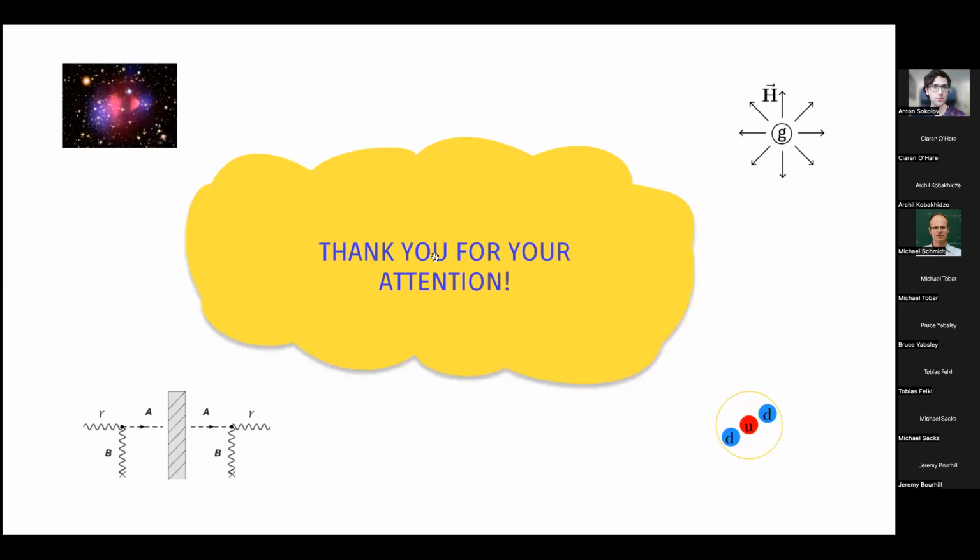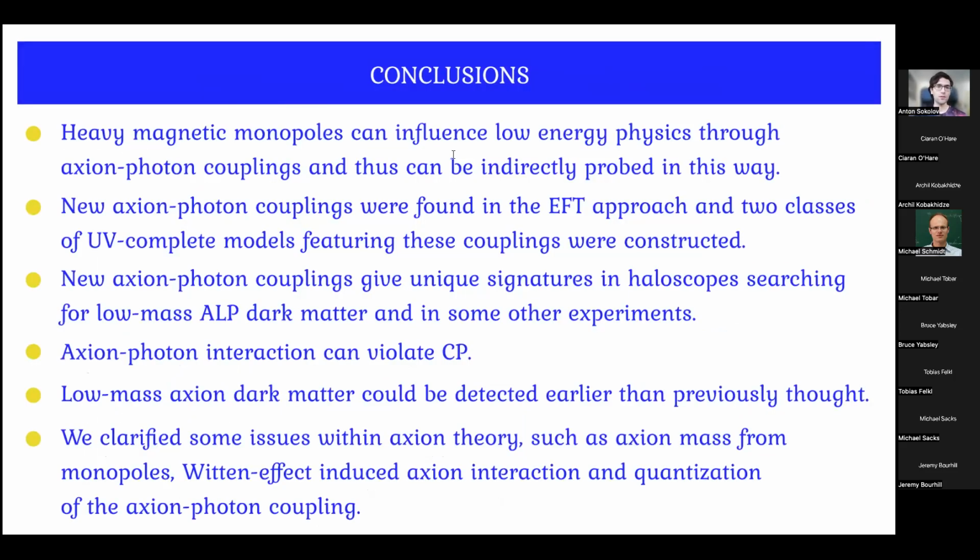So let me come to the conclusions. We found that heavy magnetic monopoles can influence low energy physics in an interesting way through axion-photon couplings. We found new axion-photon couplings in the effective field theory approach, and we found some UV complete models featuring these couplings. Then we discussed unique signatures in haloscope experiments and that axion-photon interaction can violate CP.